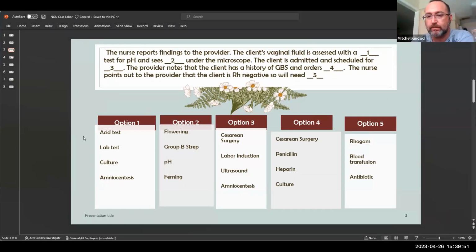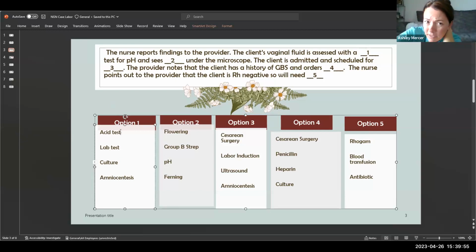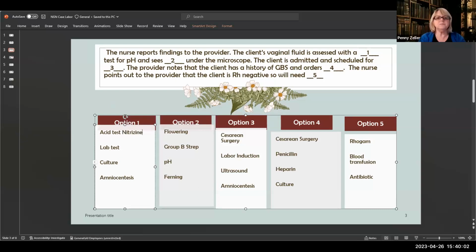pH strips. Yeah, pH strips. They're called nitrazine strips. I think that's how you spell it. Nitrazine strips. Okay. So if it turns blue, more blue-green color, is that alkaline or acidic?